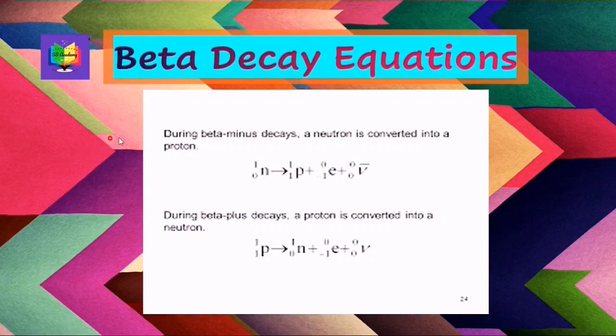So in general, we can say that in beta minus decay, a neutron is converted into a proton, and in beta plus decay, a proton is converted into a neutron.